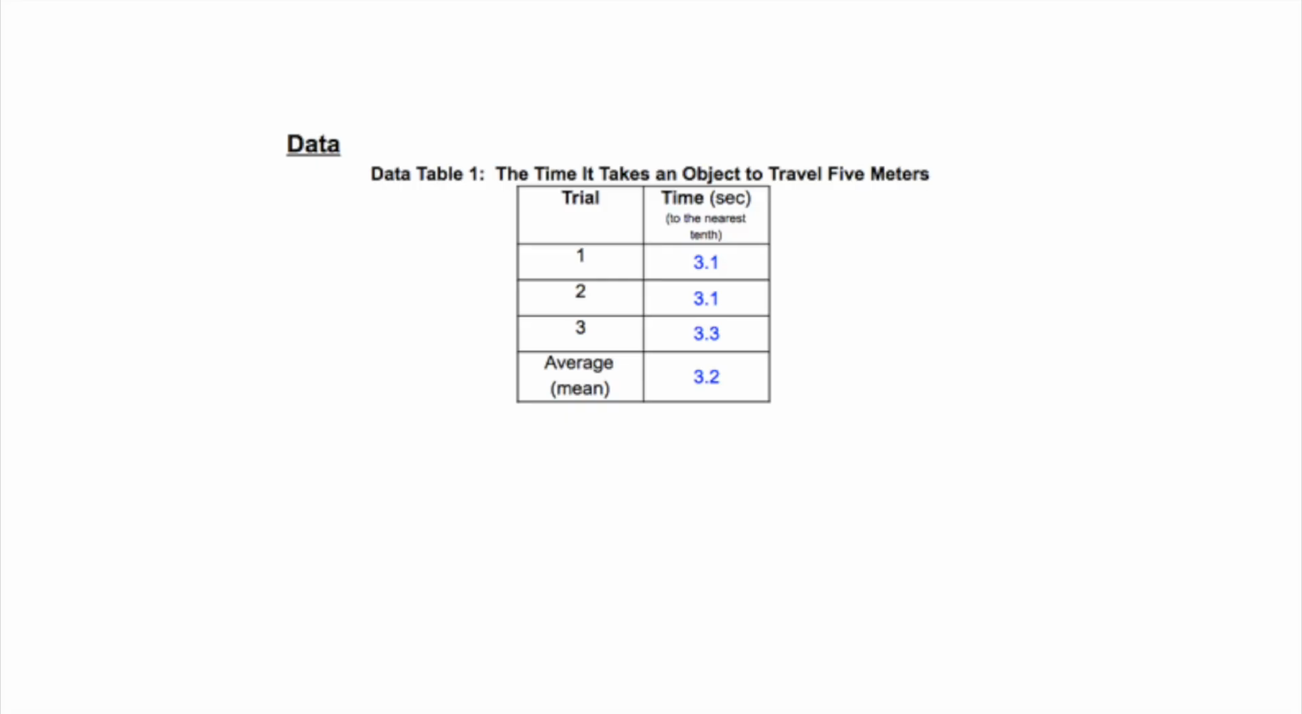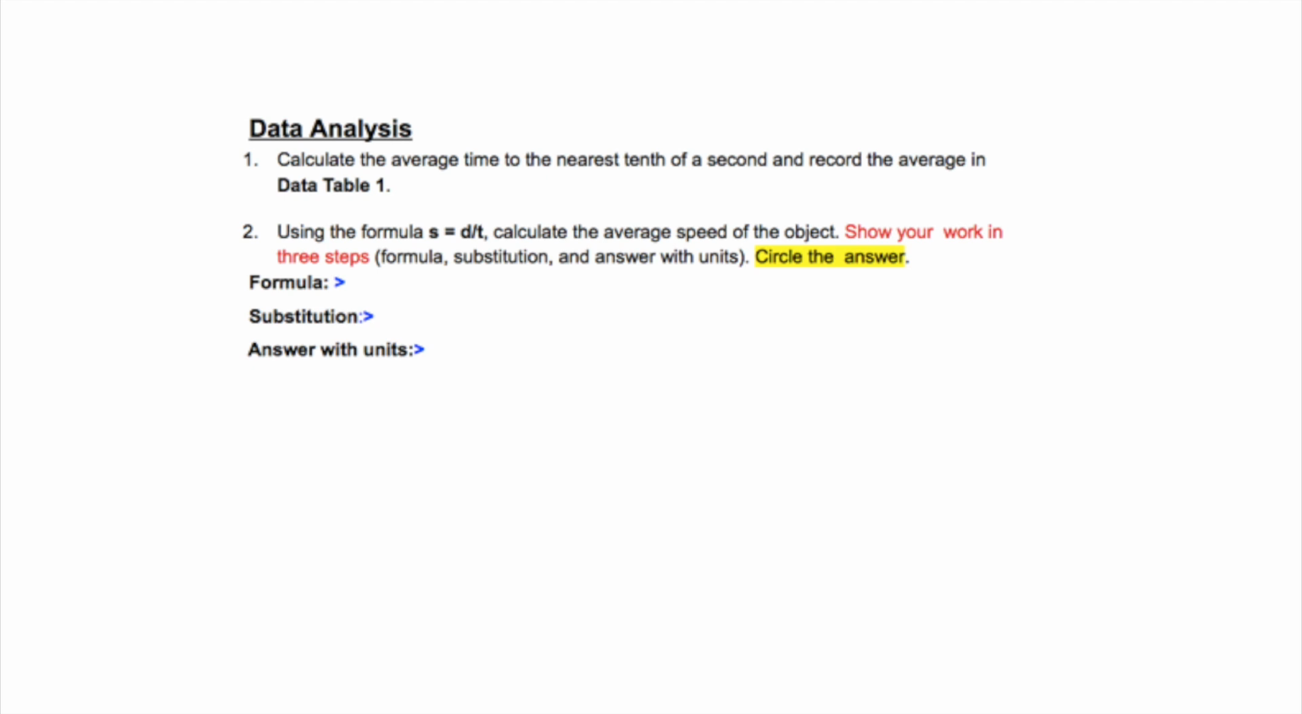Turn to slide 4. This is the data table with all 3 trials and the mean filled in. The first trial was 3.1 seconds, as was the second, and the third was 3.3. You should type these numbers into your data table. Go on to the data analysis section.